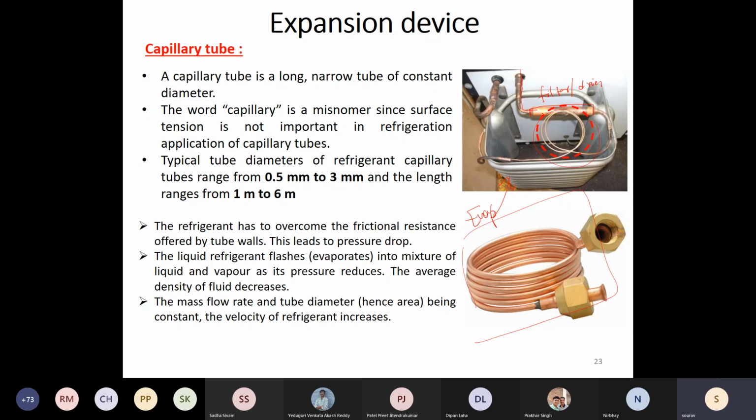So there is a filter and dryer, because while charging the system, you are bound to have a trace amount of air, and along with air, you will have some moisture inside. So this filter cum dryer will have a filtering mesh and some zeolite or silica gel to absorb the moisture. Okay, after it passes through that, it goes into the capillary tube, and from here it goes to the inlet of the evaporator.